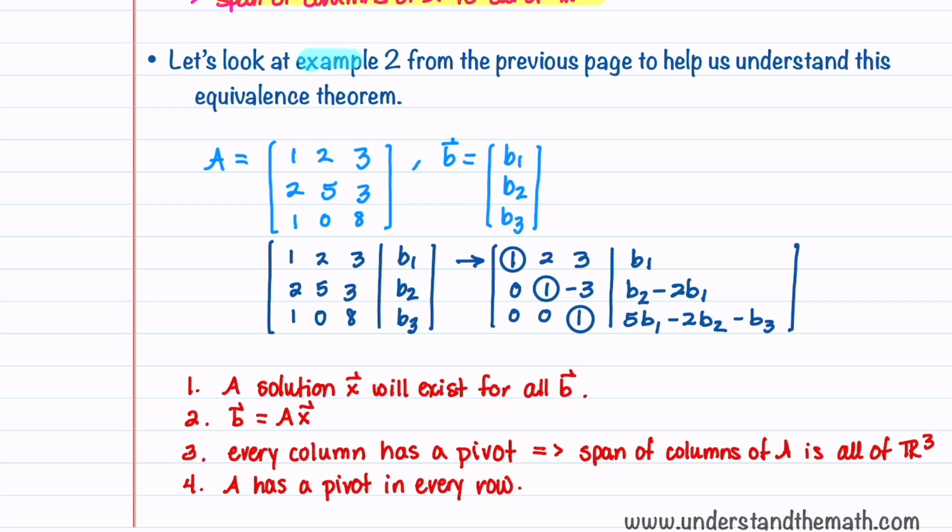Let's look at example 2 from the previous page to help us understand this theorem. In this example, we found that we had a solution for all B. We could write B as A times X. Every column had a pivot, which means that the span of the columns of A is all of R3. And then lastly, A has a pivot in every row, which means that we'll get a solution for all B.